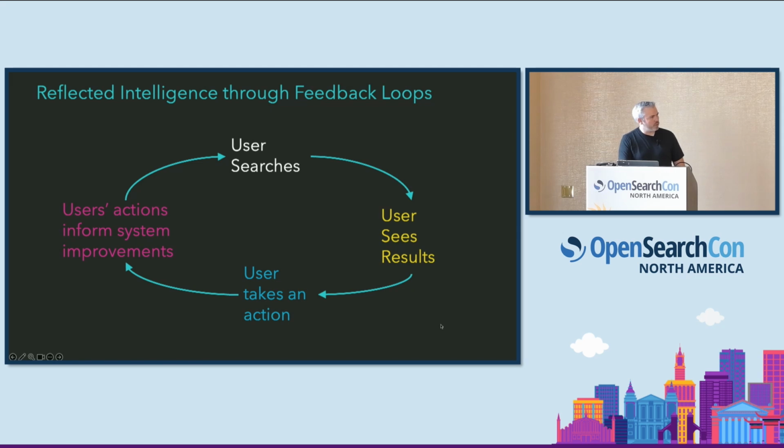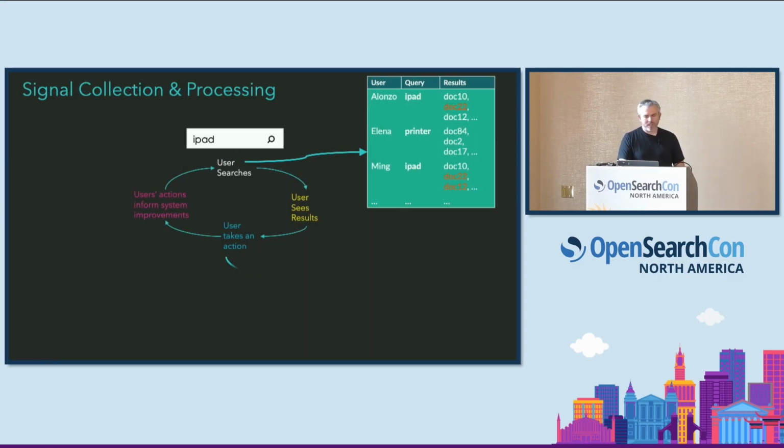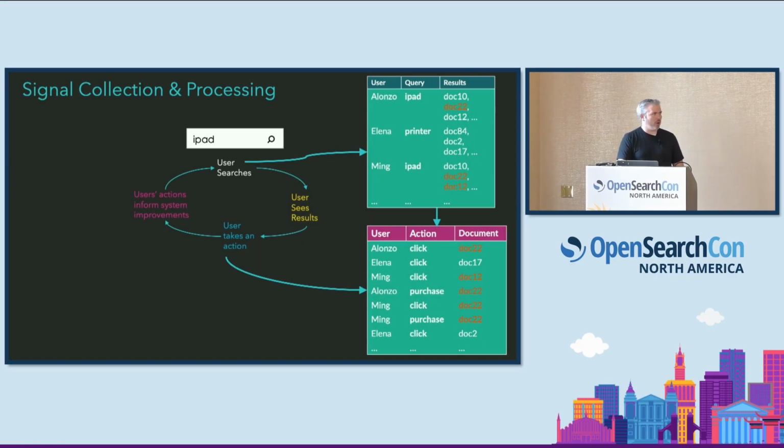We log those results. They take some action. Maybe they click, maybe they add to cart, maybe they purchase. We log that. And then we use those searches and those actions to build a model that can improve the next search. There's a whole bunch of reflected intelligence models in the book, but at a very high level, they all sort of work this way.